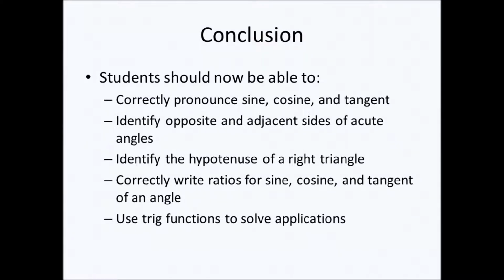Students should now be able to correctly pronounce sine, cosine, and tangent, identify opposite and adjacent sides of acute angles, identify the hypotenuse of a right triangle, correctly write ratios for sine, cosine, and tangent of an angle, and use trig functions to solve applications.